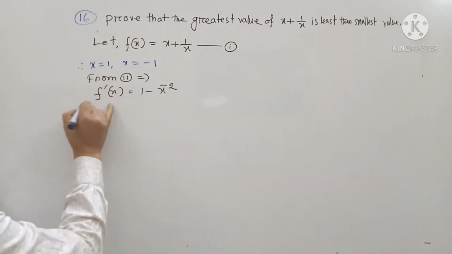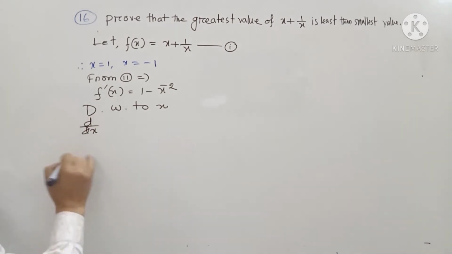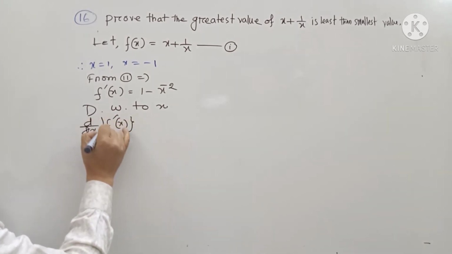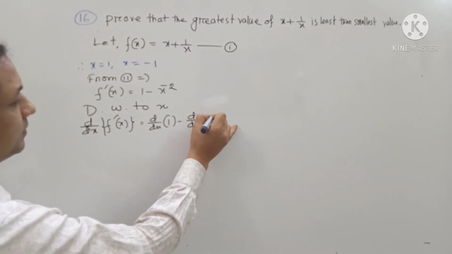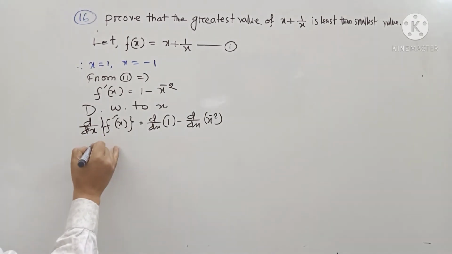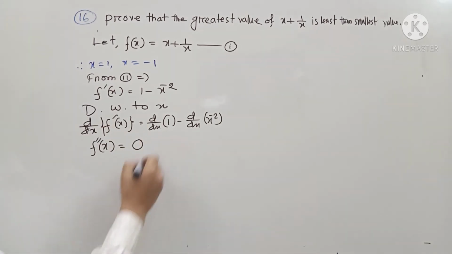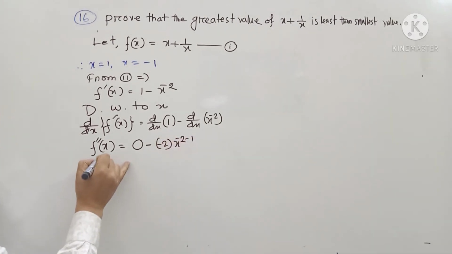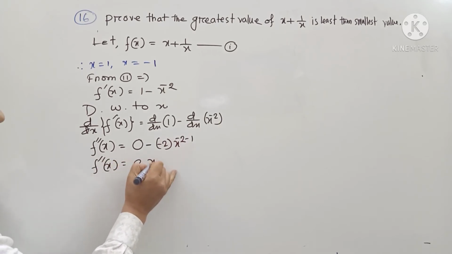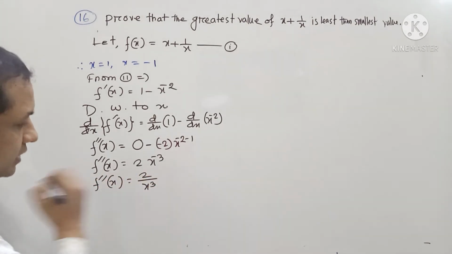f prime x equals 1 minus x to the power minus 2. Again differentiating with respect to x. Now d/dx of f prime x, d/dx of 1 and d/dx of x to the power minus 2. We have d/dx of f prime x equals f double prime x. We know that d/dx of 1, a constant, is always 0, and d/dx of x to the power minus 2 is minus 2 x to the power minus 2 minus 1. So f double prime x equals 2 into x to the power minus 3. Now f double prime x equals 2 by x cube.